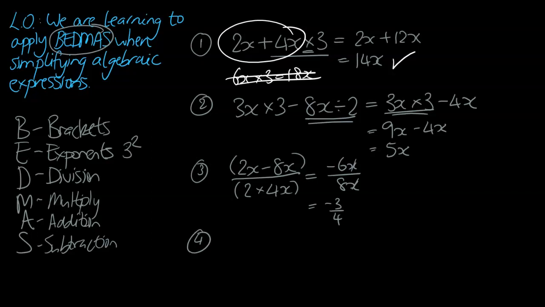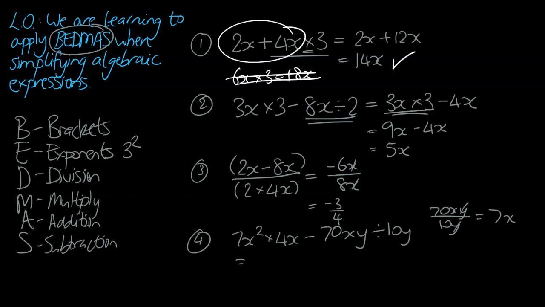And the last question we're going to look at, so let's say we've got 7x squared times 4x, and we're going to subtract 70xy divided by 10y. So a similar process is going to happen. Let's start off with the division over here. And don't forget, that division looks annoying, so I'm just going to, on the side, change how it looks to make my life a bit easier. The y's cancel each other out. 70 divided by 10 is 7, so that's going to get me to 7x. So it's going to be 7x squared times 4x minus 7x.